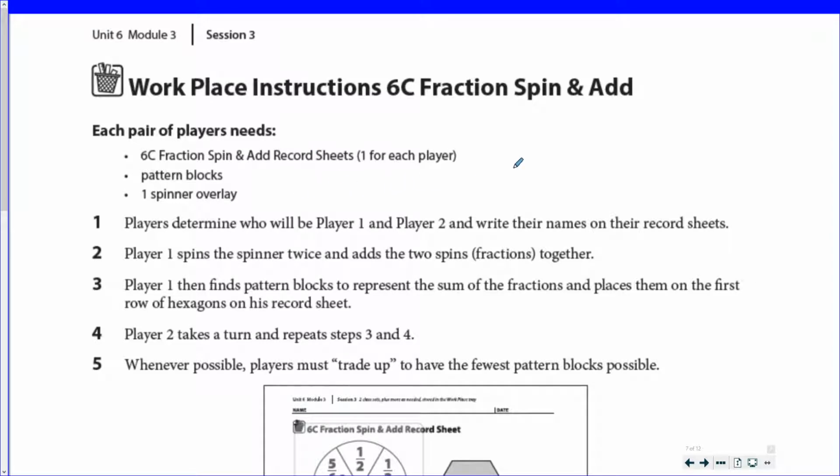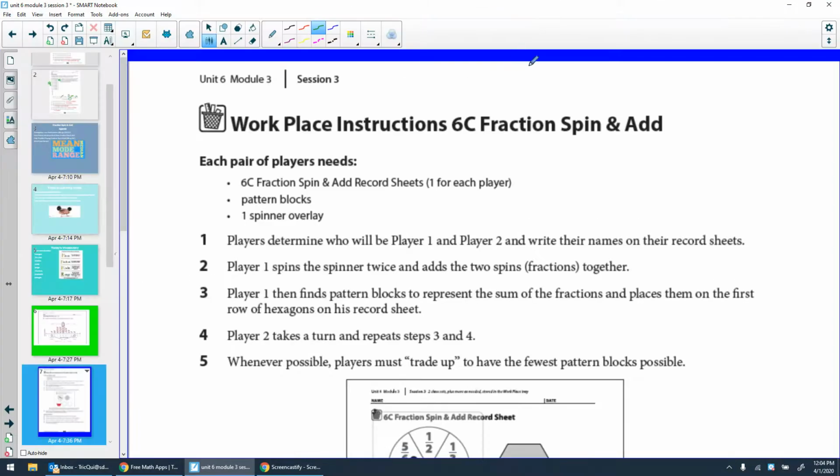And at this point, my class will say, but wait, Mr. Trice, we don't have pattern blocks. And I would say that is correct. You don't have pattern blocks. And there is no way for me to get you pattern blocks except for that you can find them on your computer. If I can get there right now, my computer's a little frozen.